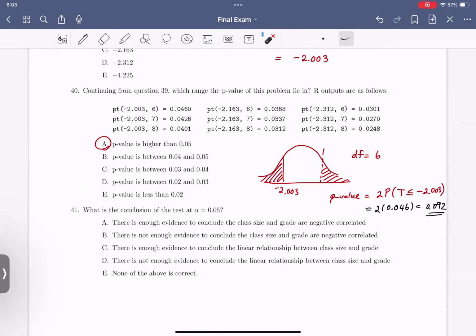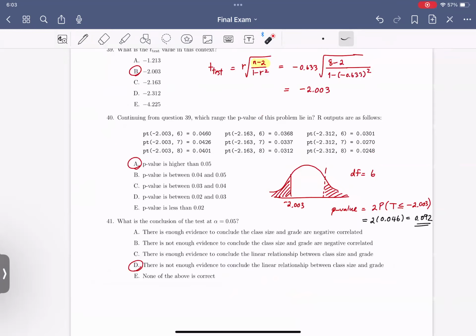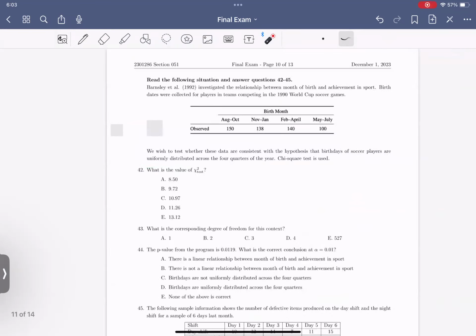So see which one. A and B talk about negative correlation. That is not correct. C and D, so let's see. We should choose choice D then. There is not enough evidence to conclude a linear relationship between class size and grade, right? Because you believe H0. So you fail to reject H0. That means there is not enough evidence to conclude a relationship between class size and grade. Okay. All right. Next one.